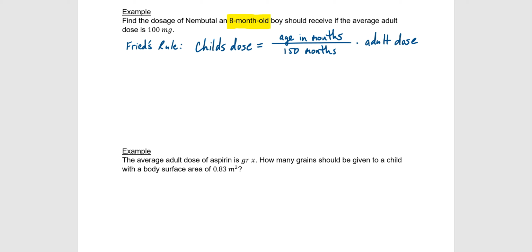So we have, for Freud's rule, child's dose is going to equal the age of the child in months divided by 150 months times the adult dose. So the child is 8 months old, and that's going to be divided by 150 months, and that will be times the adult dose of 100 milligrams.